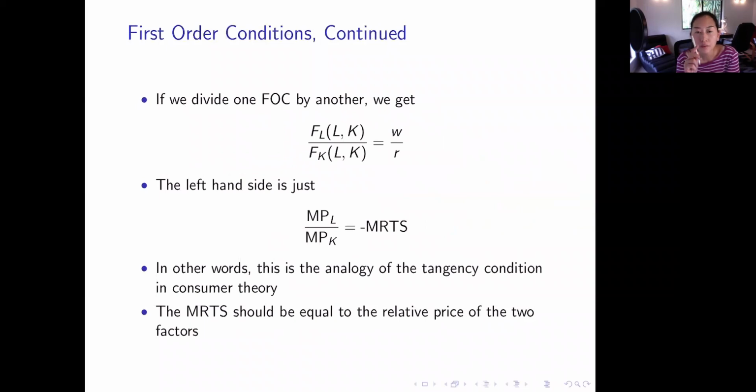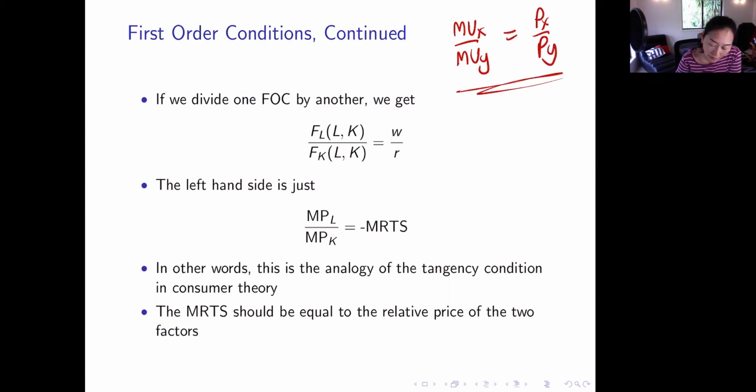So if we divide one first order condition by the other, we will get this, right? Now you can see that it is similar to the tangency condition faced by the consumer. For the consumer, we have MUX over MUY equal to PX over PY, right? Now, instead we have MPL over MPK equal to the price of L, or the wage, over the price of K, or the rent, right? So pretty much the same thing.